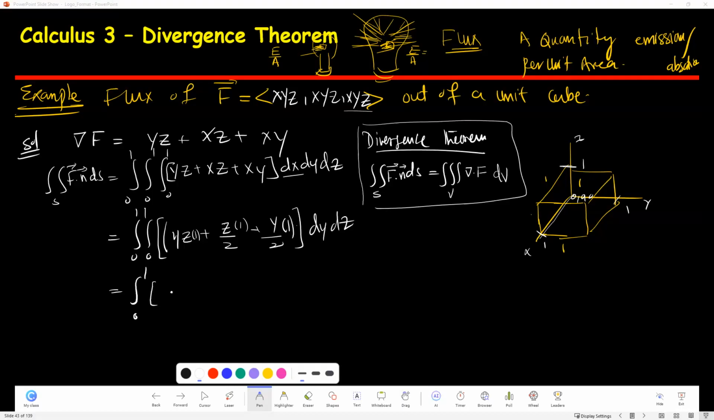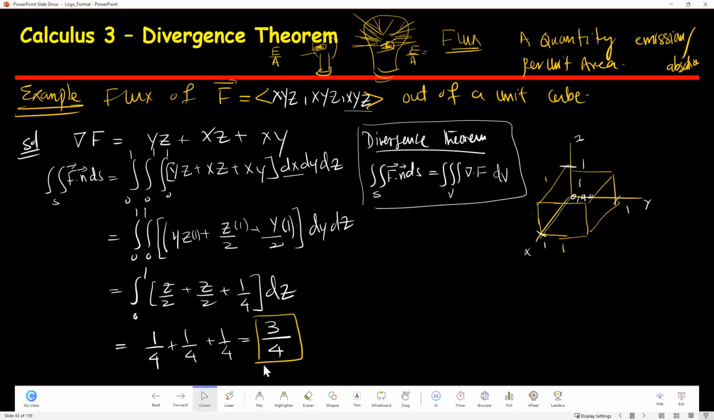So z over 2 plus z over 2 plus 1 over 4, dz. Then I take the last integral, which is going to be 1 over 4 plus 1 over 4 plus 1 over 4, and everything equals 3 over 4. Okay, and that is my flux going through this surface, out of that.